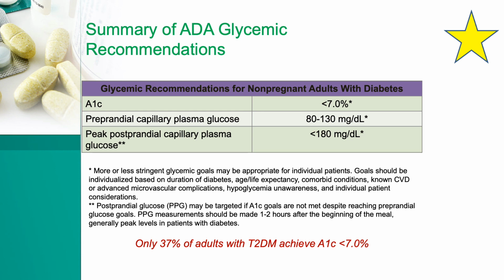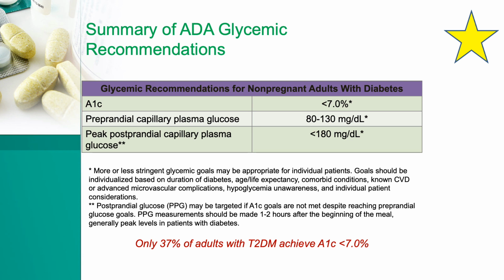You can see with the asterisk that more or less stringent glycemic controls may be appropriate for individual patients. So you might suggest more stringent A1C goals if this can be achieved without significant hypoglycemia or other adverse effects. Appropriate patients might include those with short duration of diabetes, type 2 diabetes treated with lifestyle or metformin only, long life expectancy, or no significant cardiovascular disease.